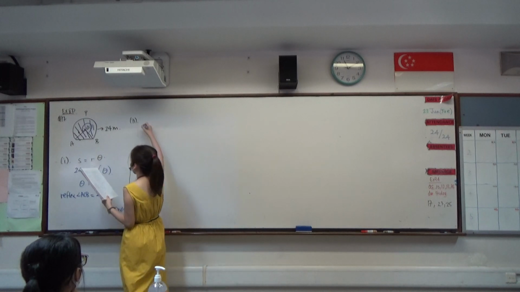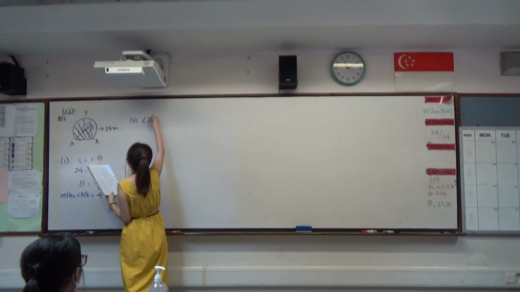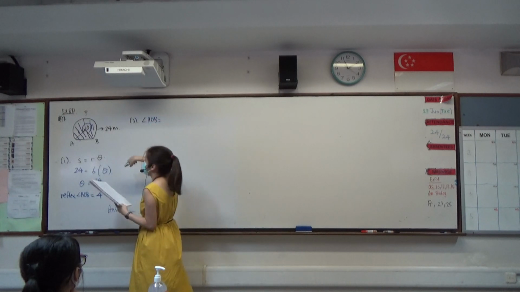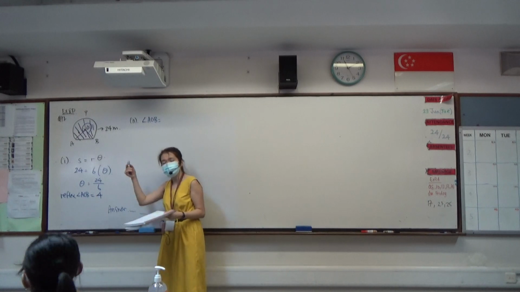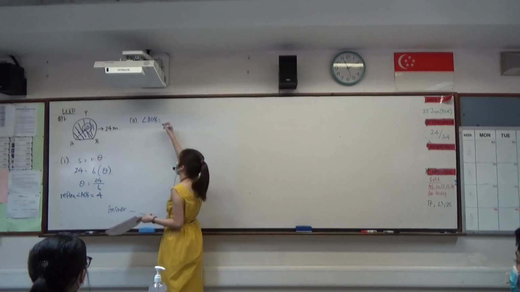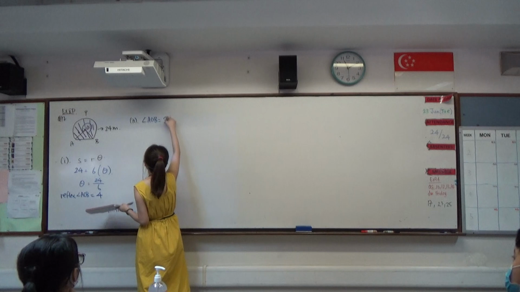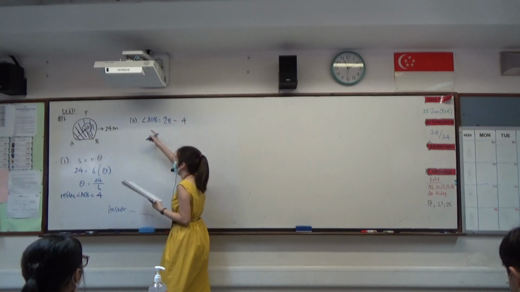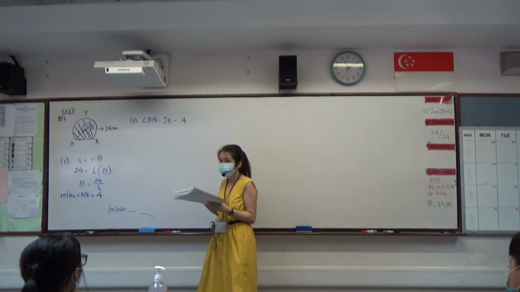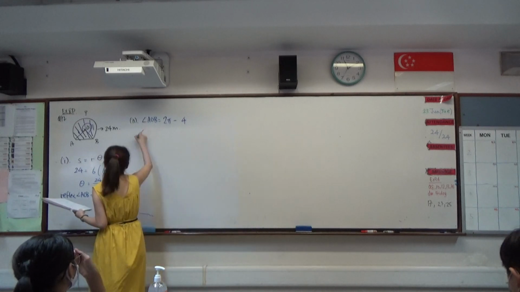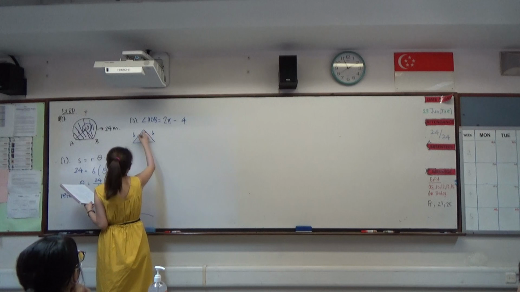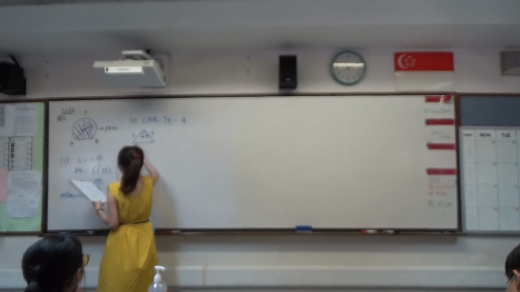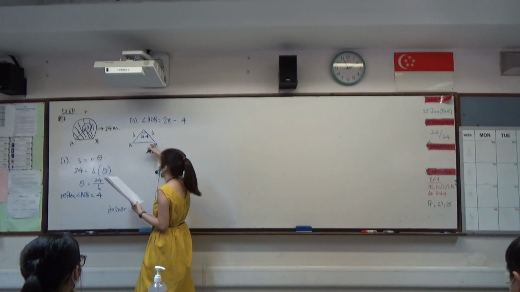So part 2, to find the length of AB, since we already got the reflex angle AOB, then the angle AOB itself will be 360 degrees minus the reflex angle. But of course 360 degrees is in degrees, we cannot use degrees with radians. So we use 2 pi minus 4 for the angle AOB. We are referring to this triangle here, 6, 6, and this is 2 pi minus 4, and we want to find the length of AB.